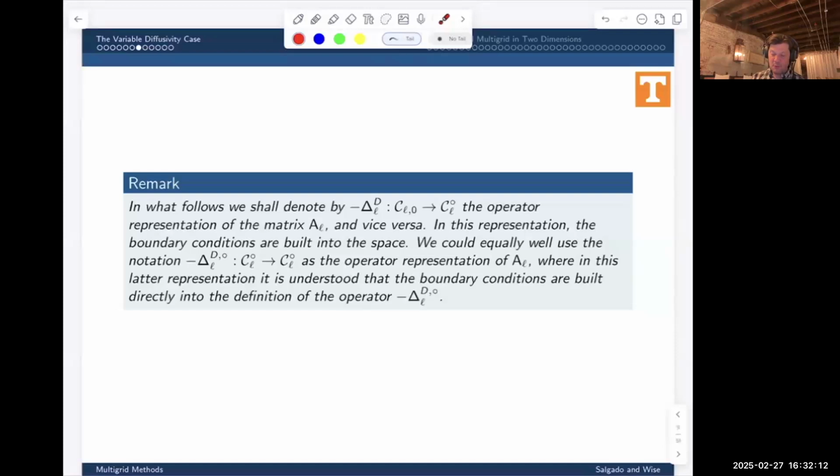Okay, so we'll distinguish between this one, which acts on these functions which actually have degrees of freedom at the ghost cells, but they're eliminated because of the homogeneous Dirichlet boundary condition, and this operator here, which only acts on interior cell-centered functions that are only defined on the interior. The reason it can act on those functions is because the boundary conditions are already built directly into the operator.